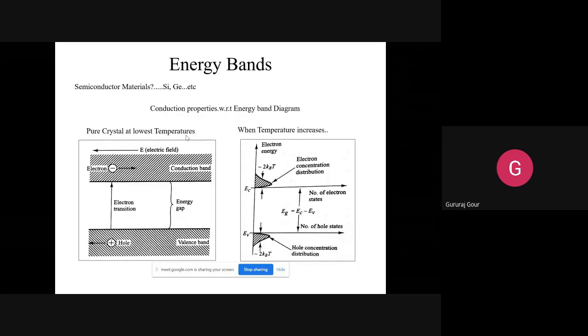Right side it will indicate when temperature increases. We'll go into it later after some time. But right now, what is happening at the lowest temperatures? At the lowest temperatures, the temperature is there, but it is low.